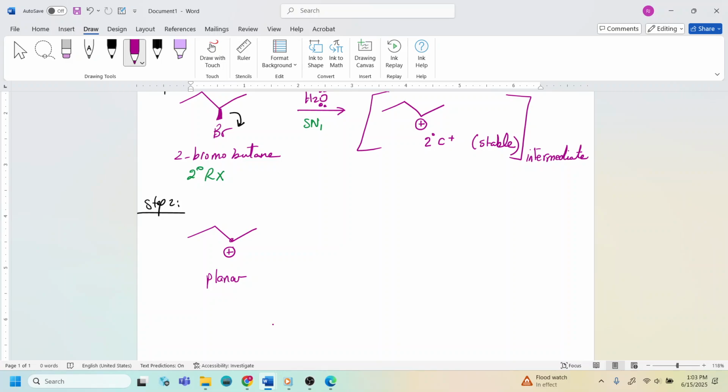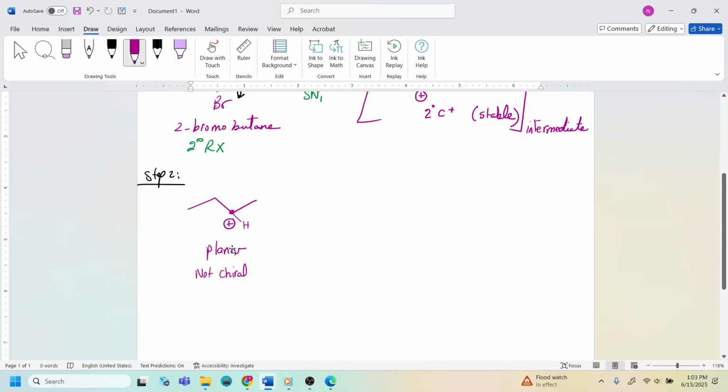carbocation, and on that planar carbocation, I know that I do have a hydrogen in here. This one is not chiral, right? So your reactant in the second step is optically inactive. So this means that any product that is going to be generated from this step should be optically inactive, okay?